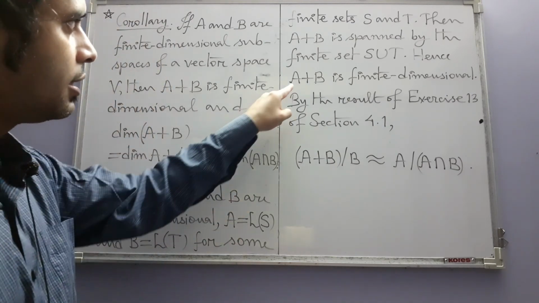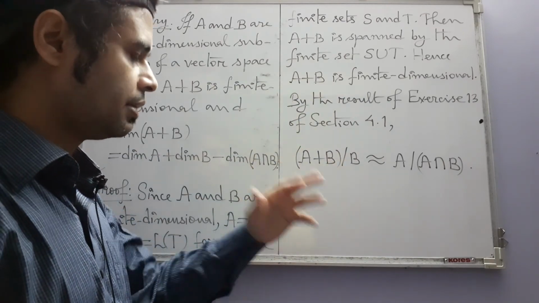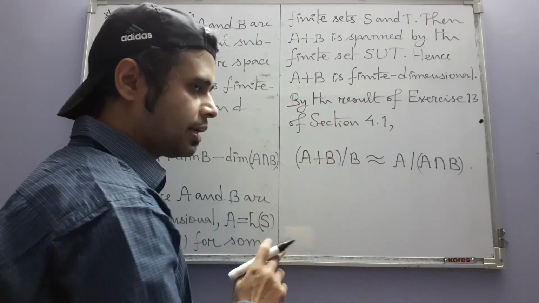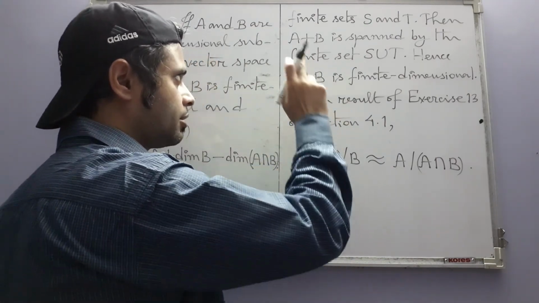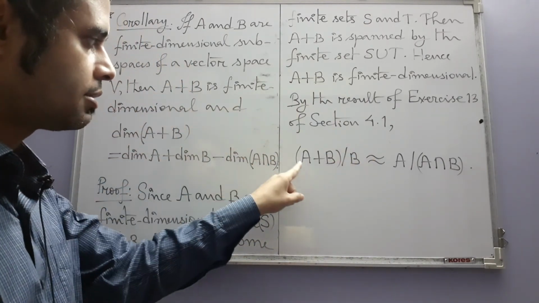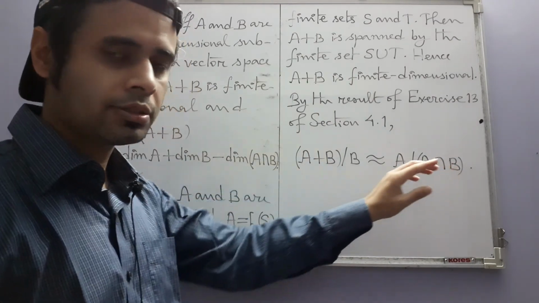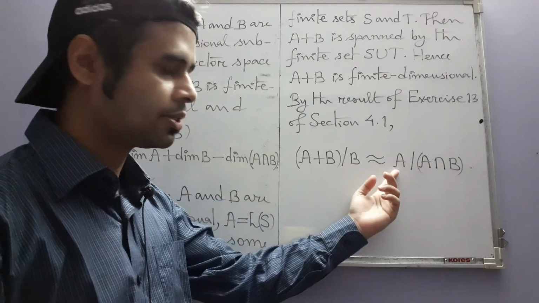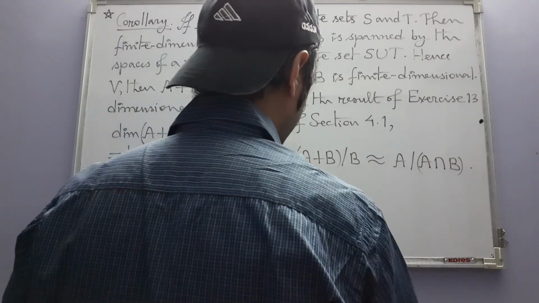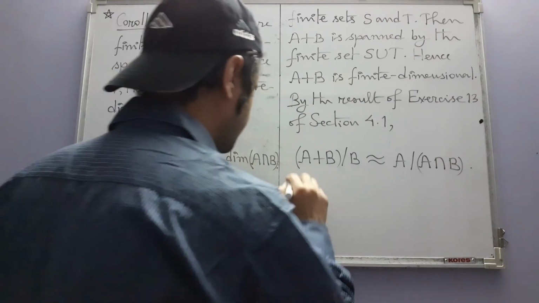Now, finite dimensionality of A plus B is already there. I mean, A plus B is finite dimensional. That fact, in fact, is coming from finite dimensionality of A and B. So A and B are finite dimensional subspaces of A plus B, and A intersection B also is finite dimensional because it is a subspace of A. Actually, it's a subspace of B also, and that is why we are in a position to use the previous lemma.